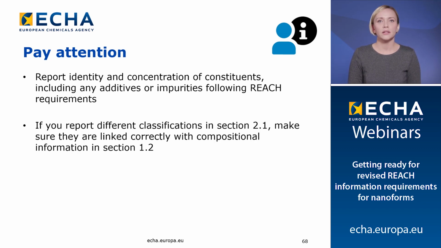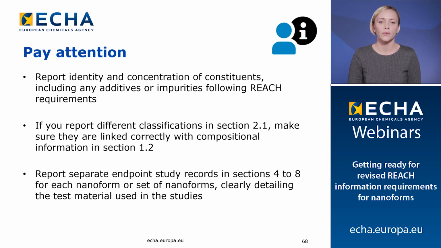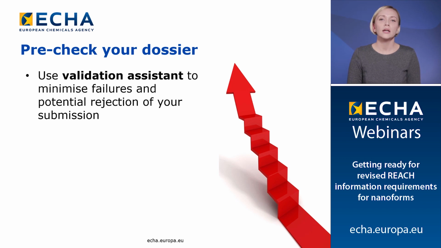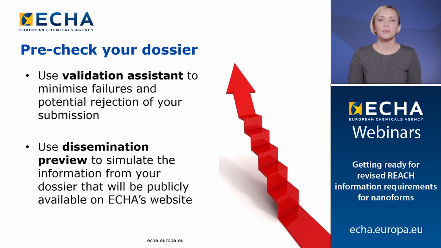If you need to report different classifications in section 2.1, make sure that these are linked correctly with compositional records in section 1.2. And you must report separate endpoint study records in sections 4 to 8 for each nanoform or set of nanoforms, clearly detailing the test material used in the studies. Before you submit your dossier to ECHA, we advise you to run the validation assistant tool to check if the required information is provided. We also recommend to use the dissemination preview tool to check what information from the dossier will be published by ECHA.